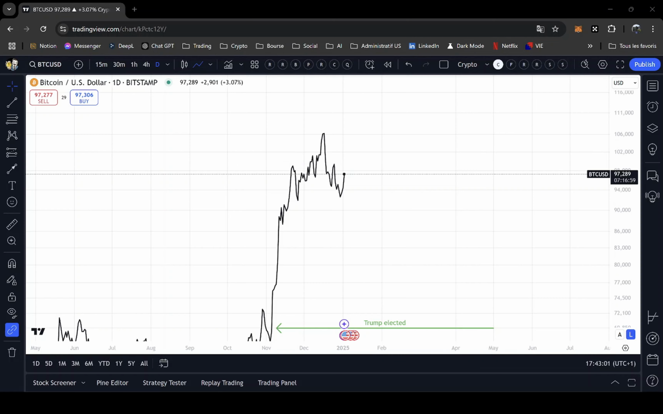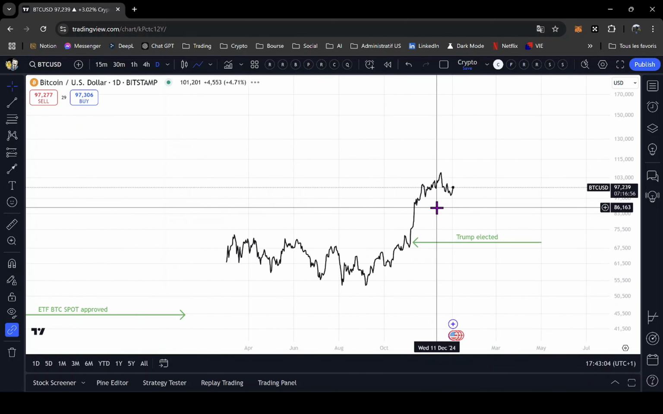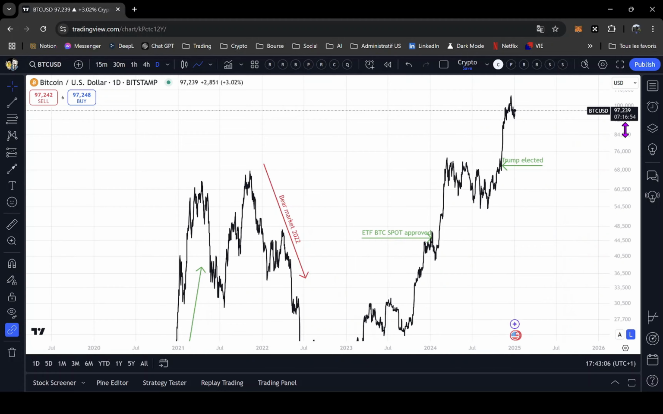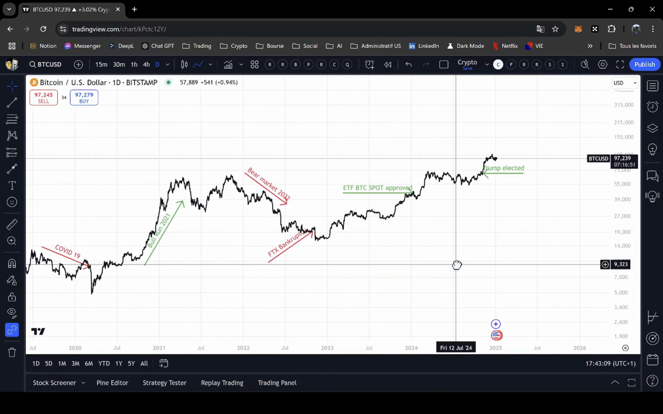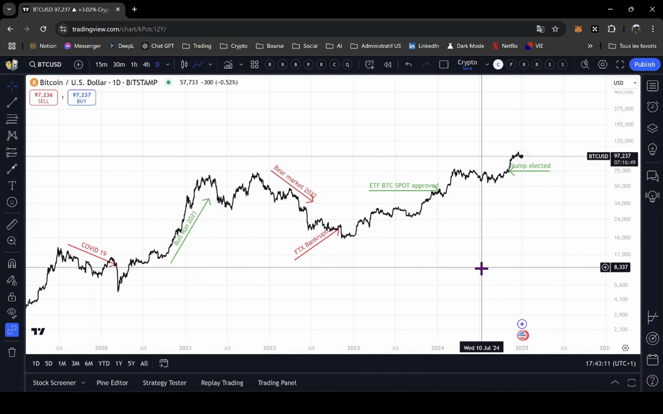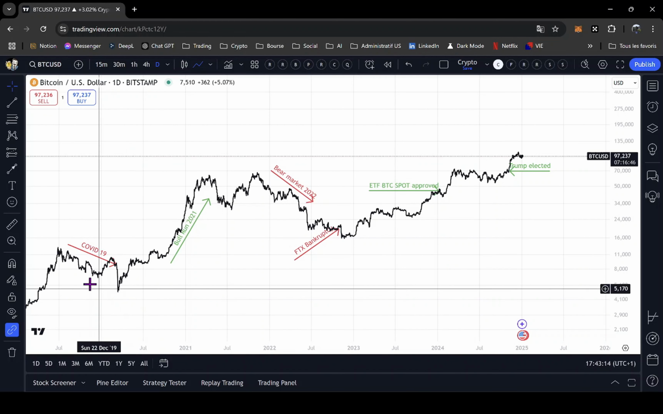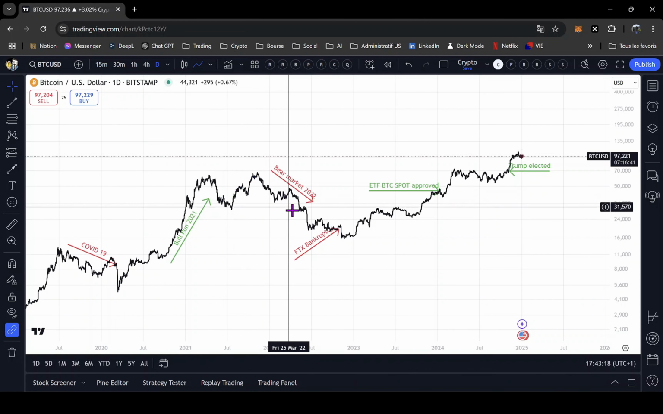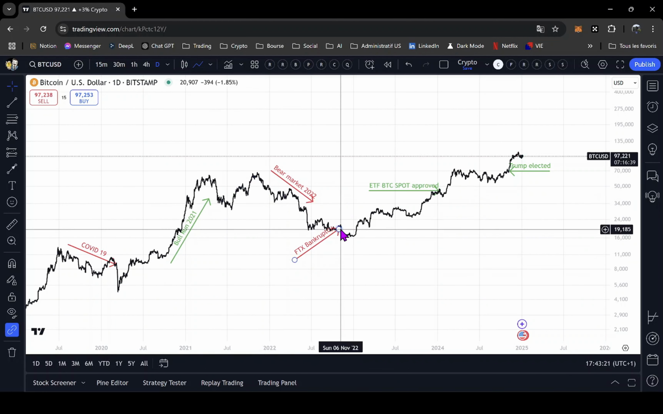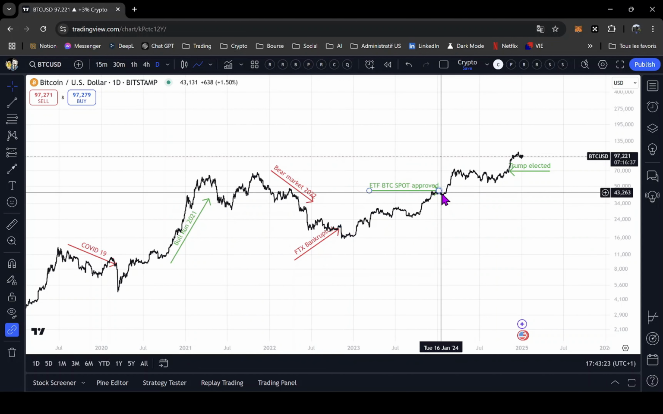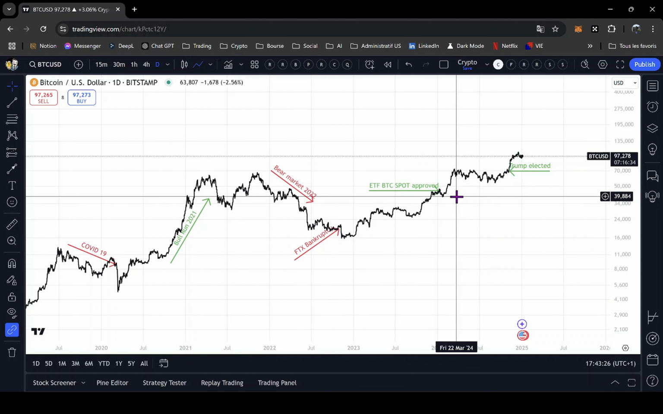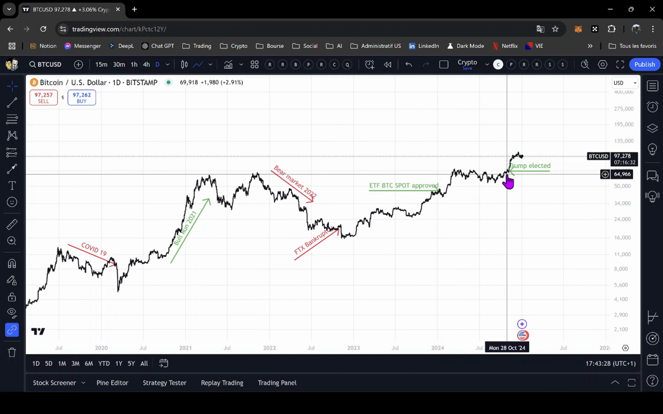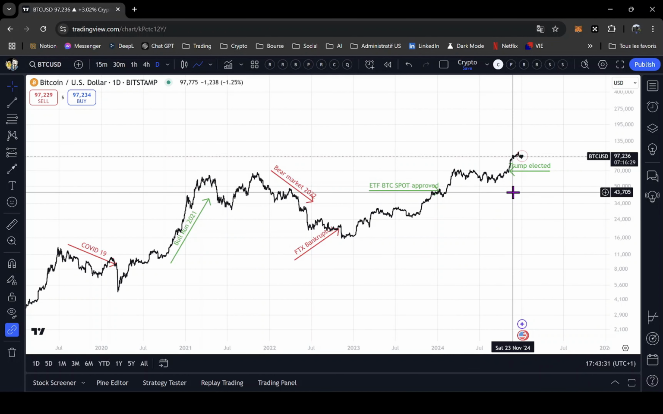Let's discuss now a very important aspect of the line charts. This aspect is that line charts allow us to effectively locate the historical events that took place in the past. I have listed a few of them on Bitcoin, including COVID-19 in March 2020, the bull run of 2021, the bear market of 2022, the FTX bankruptcy in November 2022, the ETF Bitcoin spot approval in January 2024, and the last bullish news for Bitcoin was the Trump election in November 2024. So yeah, this type of chart permits us to locate past events effectively.